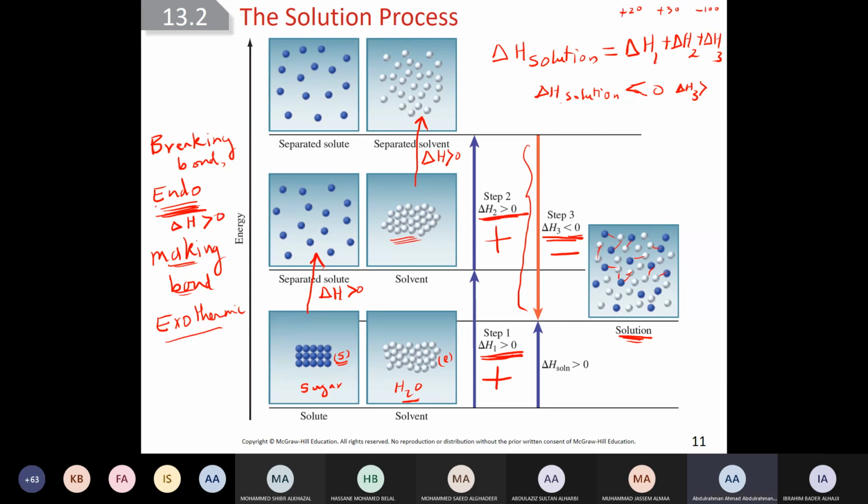So when is delta H3 going to be negative? When delta H3 in value is greater than delta H1 plus delta H2. When is delta H solution going to be greater than zero? When delta H1 plus delta H2 is greater in value than delta H3. If we have the first case, if it's less than zero, then definitely there will be a solution and it will dissolve.